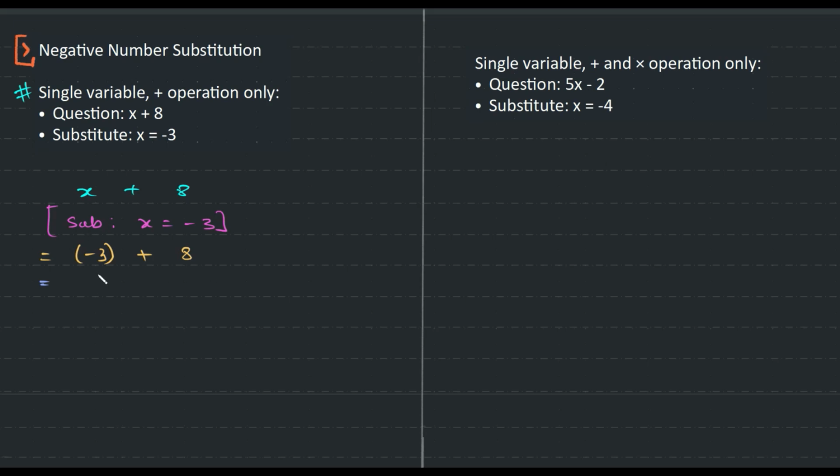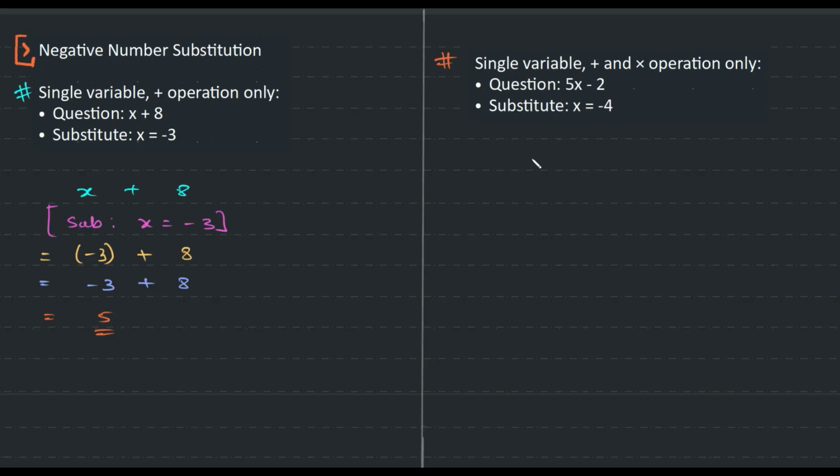Okay. So now we can see that there's nothing outside the bracket. So I can write this as -3 plus 8. And so this will be 5. So please pause and try all of these questions.